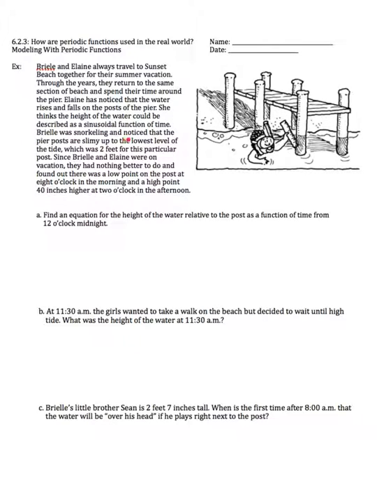Brielle was snorkeling and noticed that the pier posts are slimy up to the lowest level of the tide, which was 2 feet for this particular post. Since Brielle and Elaine were on vacation, they had nothing better to do and found out there was a low point on the post at 8 o'clock in the morning and a high point 40 inches higher at 2 o'clock in the afternoon. So our first goal is to find an equation for the height of the water relative to the post as a function of time from 12 o'clock midnight.